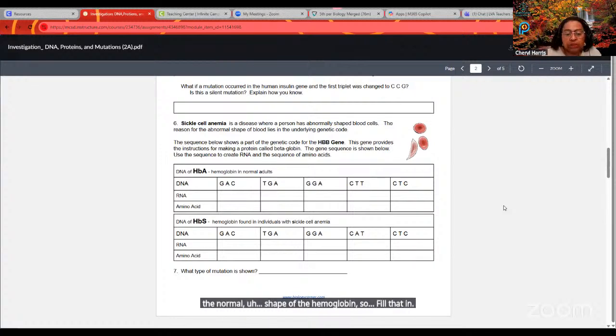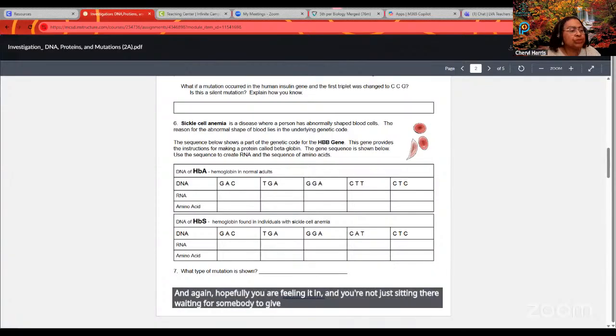And again, I wish mine was in such a way that I could write on it. And again, hopefully you are filling it in and you're not just sitting there waiting for somebody to give you the answers.